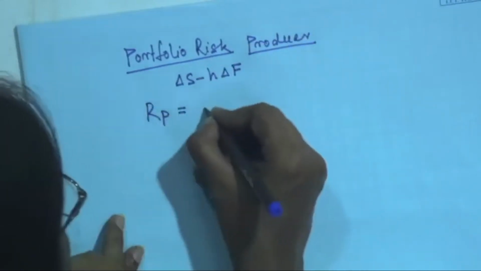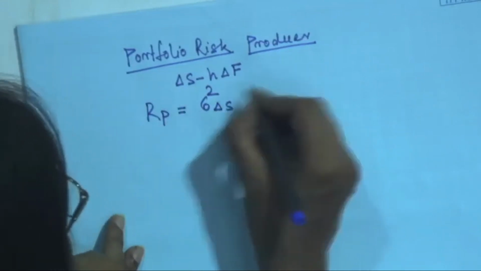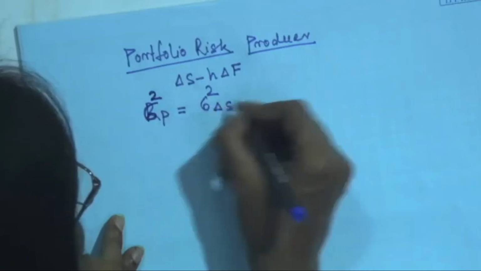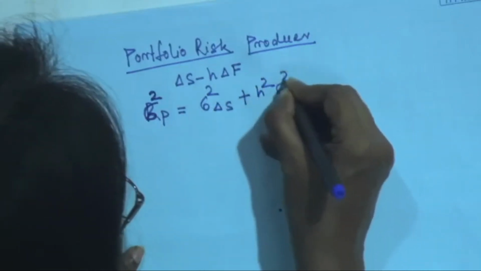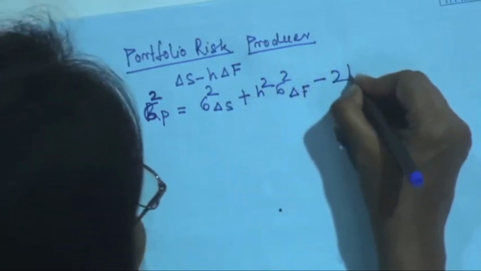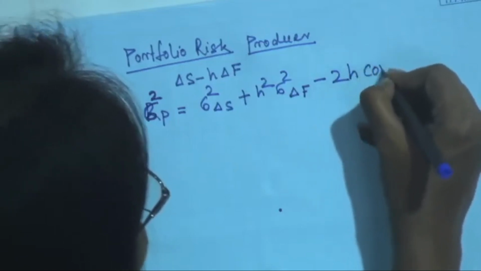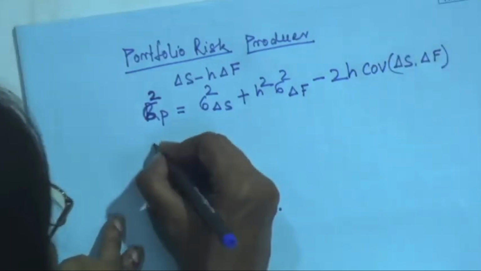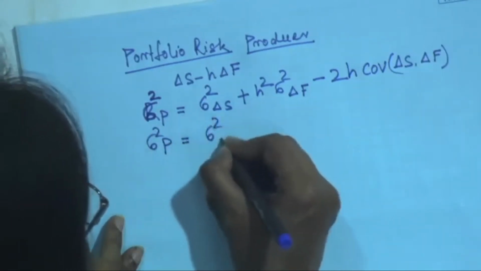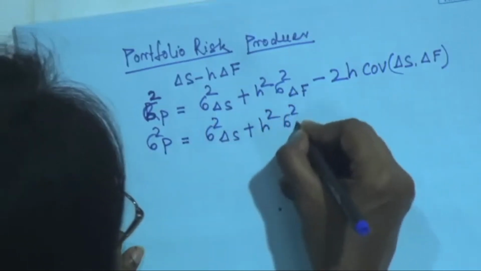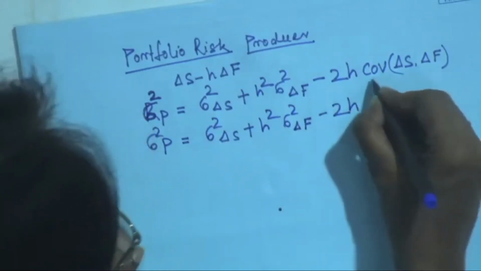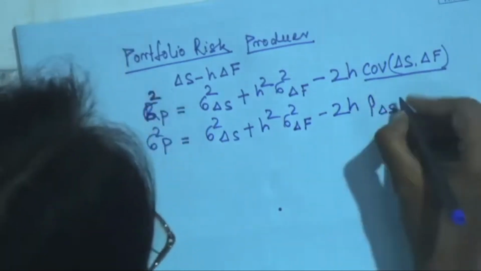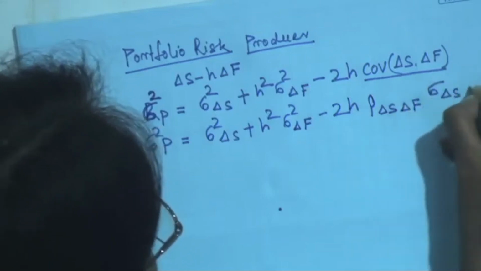Portfolio risk is going to be governed by sigma square delta S. Sigma square P will be sigma square delta S plus H square sigma square delta F minus 2H covariance between delta S and delta F. Or sigma square P, that is portfolio risk, is going to be sigma square delta S plus H square sigma square delta F minus 2H, and we know covariance between delta S and delta F can be represented as correlation between delta S, delta F and sigma delta S and sigma delta F.